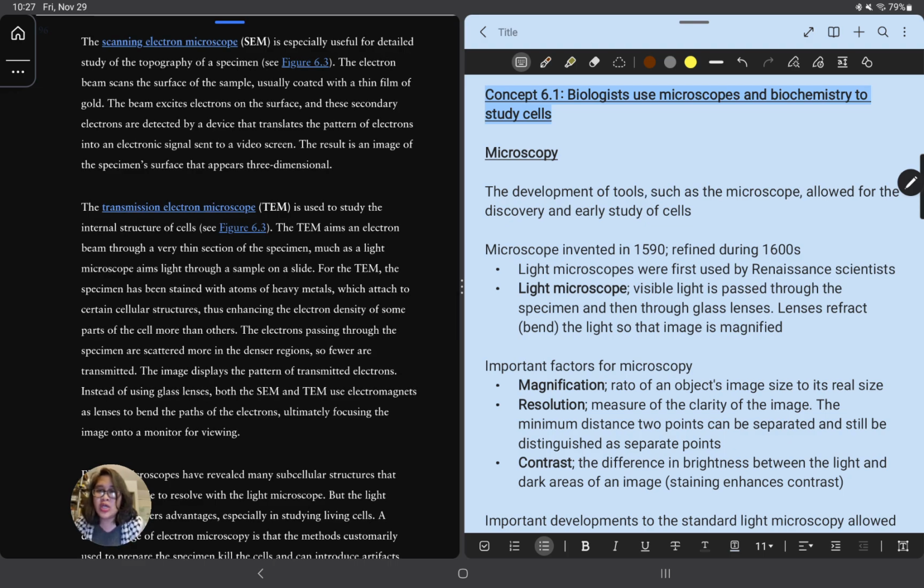The scanning electron microscope is especially useful for detailed study of the topography of a specimen. The electron beam scans the surface of a sample, usually coated with a thin film of gold. The beam excites electrons on the surface, and these secondary electrons are detected by a device that translates the pattern of electrons into an electronic signal sent to a video screen. The result is an image of the specimen's surface that appears three-dimensional.